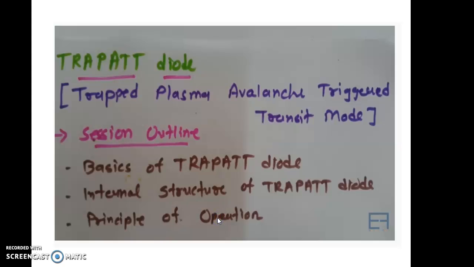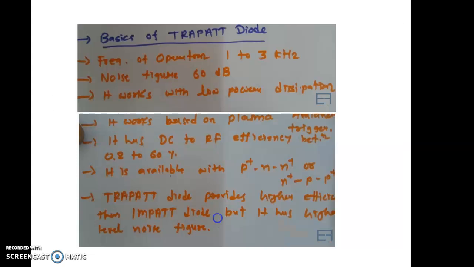TRAPATT diode is a trapped plasma avalanche triggered transit diode. In this session, we will discuss the basics of the TRAPATT diode, its internal structure, and its principle of operation. Basics of the TRAPATT diode.